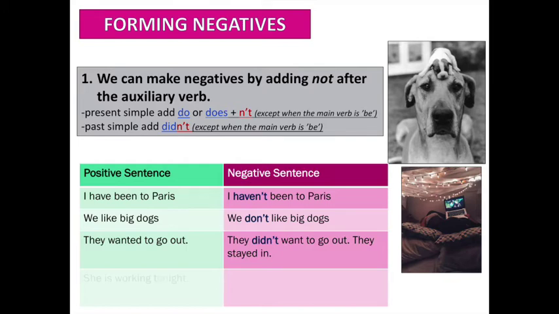to go out." She is working tonight. Here we have a present continuous positive sentence. So the sentence has an auxiliary verb, is. We want to add not after the auxiliary verb. So to make this sentence negative, we can say, "she isn't working tonight," or "she is not working tonight."